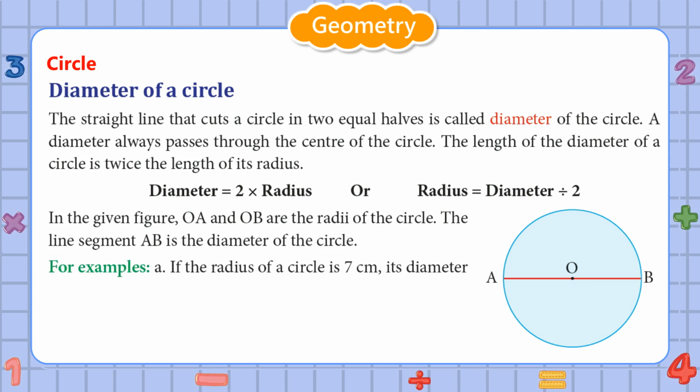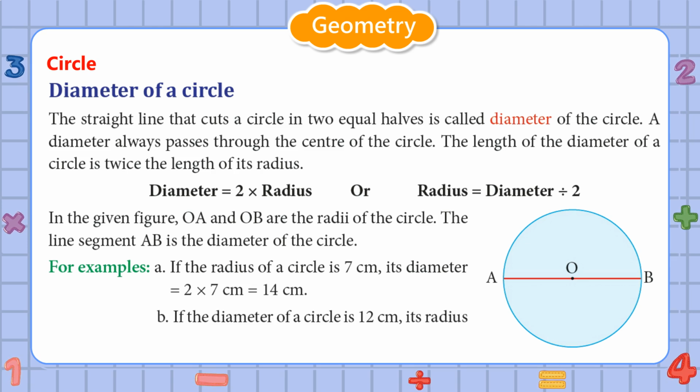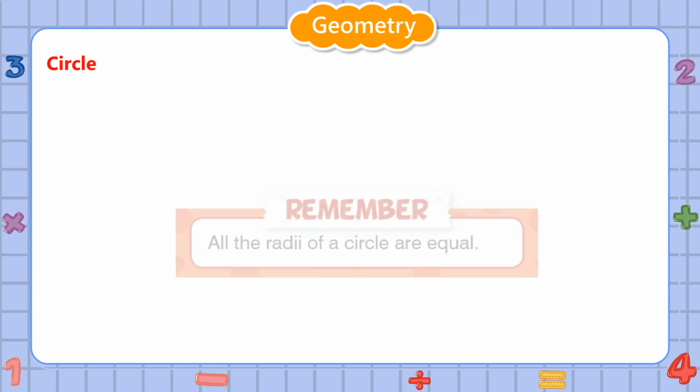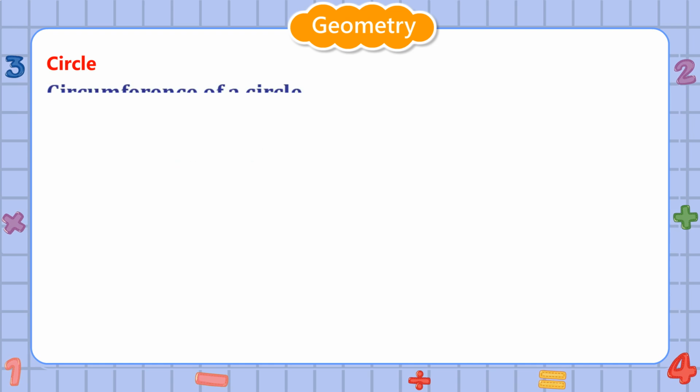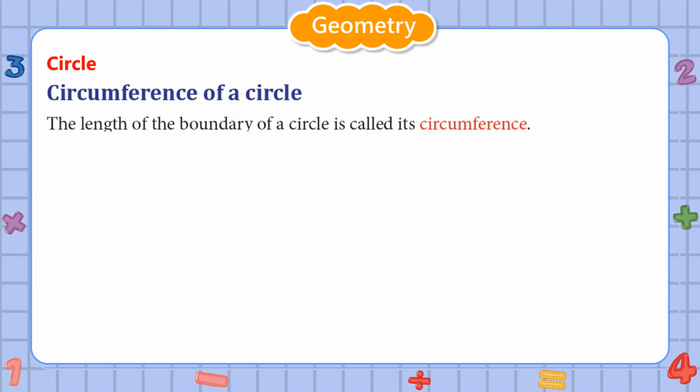For example, A. If the radius of a circle is 7 cm, its diameter is equal to 2 multiply 7 cm. It is equal to 14 cm. B. If the diameter of a circle is 12 cm, its radius is 12 divided by 2 cm. It is equal to 6 cm. Remember, all the radii of a circle are equal. Circumference of a circle. The length of the boundary of a circle is called its circumference.